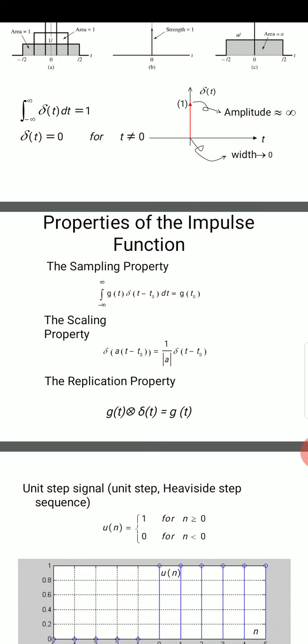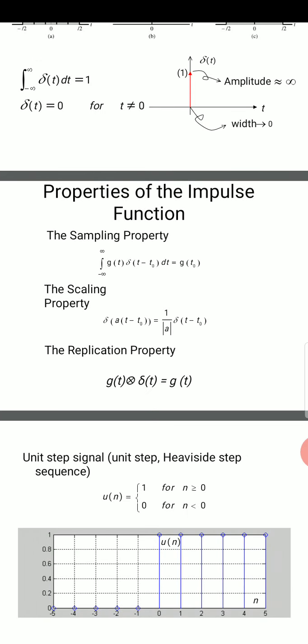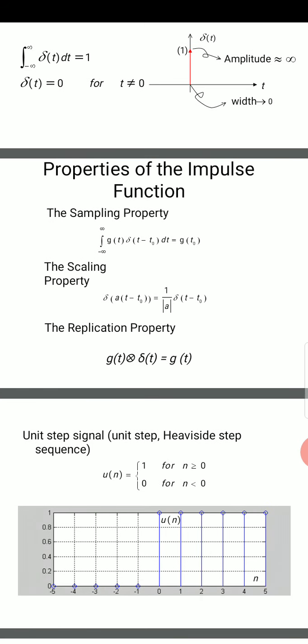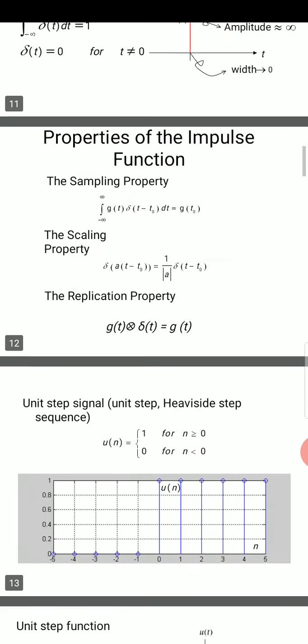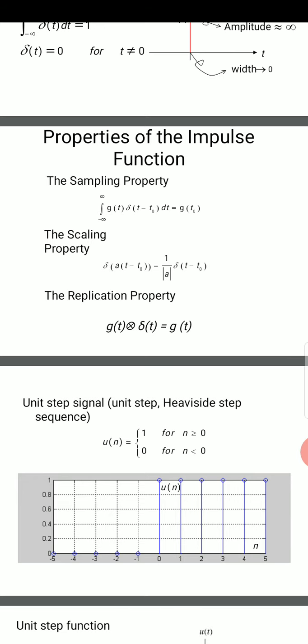What is the unit step function? The second one is the unit step function. Basically, the unit step function is used for on-off, switching purposes. For the unit step, the Heaviside step sequence, u[n]: for n greater than 0 the value is 1, and for n less than 0 the value is 0.